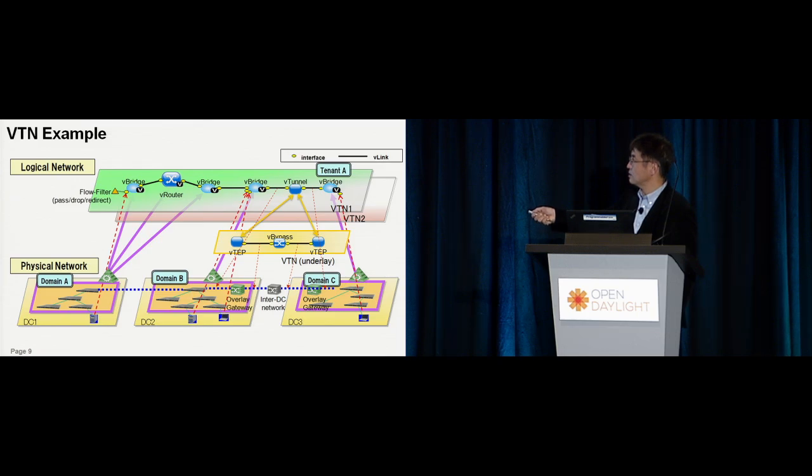Then if you double click this vTunnel, you will see both endpoints of the tunnel, connected to the vBypass, which represents this non-OpenFlow-ready device. Then these endpoints will be the overlay gateways. By combining these components, you can create a single tenant crossing multiple domains and controllers. Then I would like to show you the demo of this VTN in the second half.